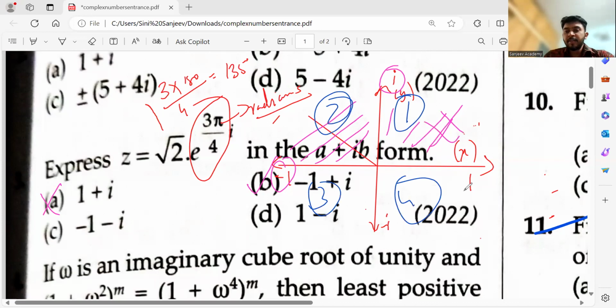If it is the fourth quadrant, the angle will be here. It is 1 minus i. So that I'm cancelling out. If it is in the third quadrant, it is minus 1 minus i. So just by elimination also I will be able to get it: minus 1 plus i. I hope it is clear for everyone. Please draw the graph.